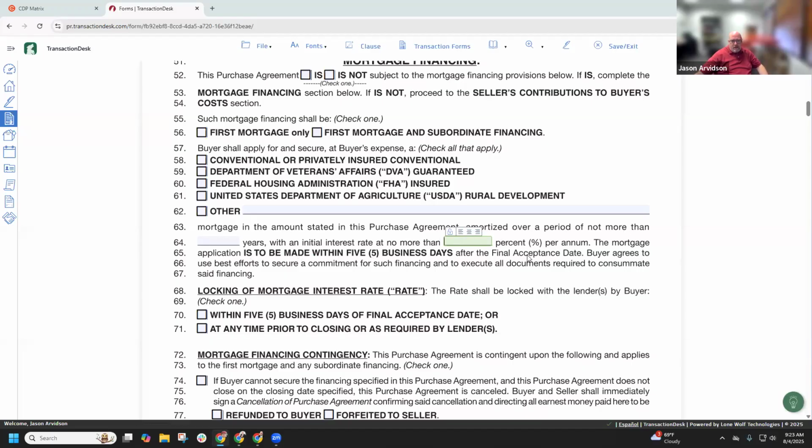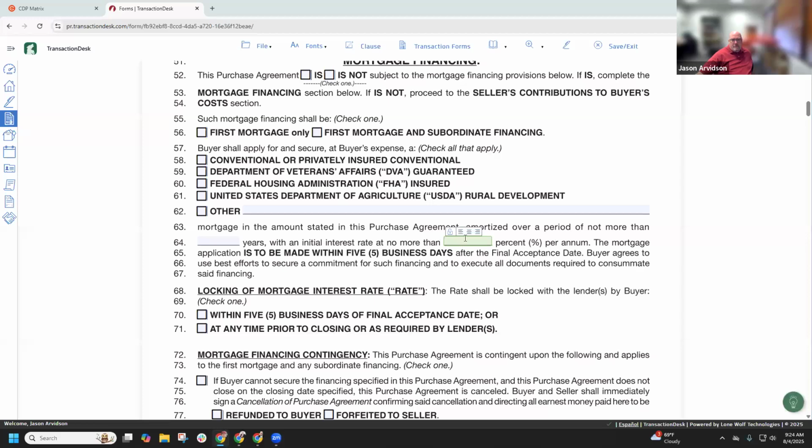And that interest rate has to be locked 5 days after the final acceptance date. So, for the most part, that stuff doesn't happen, but I would make sure I would put this number at what, right now, I think if your clients were at 6.5% is what the bank was telling them, I would put in there like 7%, just to protect them in some case.